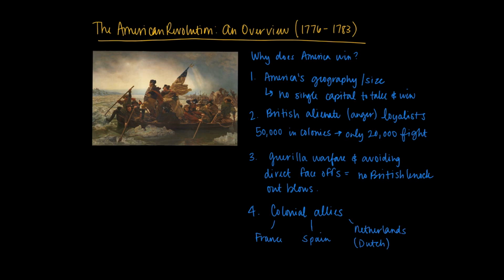The British, because of their poor leadership, anger many of the loyalists that were originally on their side. There are about 50,000 loyalists in the colonies. And the British either assume that they don't have strong fighting ability, or they don't trust them. And so they only get about 20,000 of those people to fight on their side.